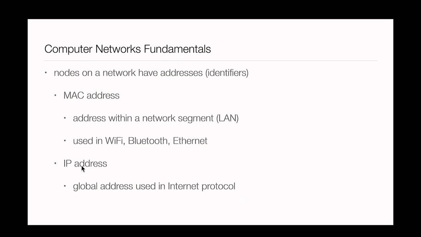When you go out into the real world, on the internet for example, it's the IP address that matters. The IP address is a global address, and the internet protocol uses IP addresses, so computers talk to one another using a globally unique address. MAC addresses are unique within a part of a network, but not globally unique.